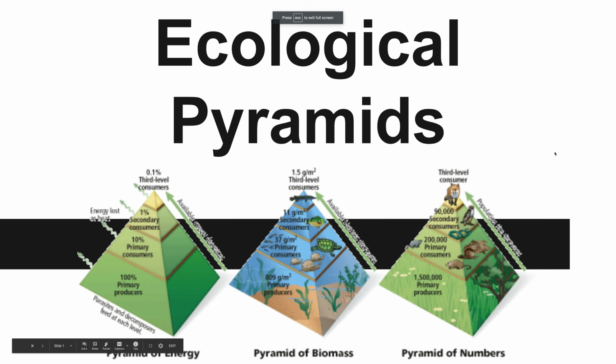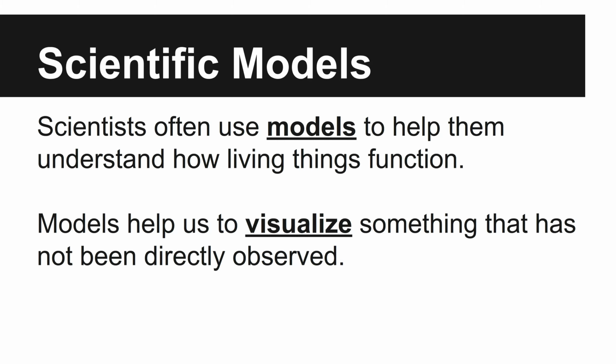Okay, here's your notes. This is for section 2.2 on ecological pyramids. And so we'll look at what these pyramids mean: the pyramid of energy, pyramid of biomass, pyramid of numbers, what each of those means, and how we get to those. Okay, so first we'll talk a little bit about scientific models.